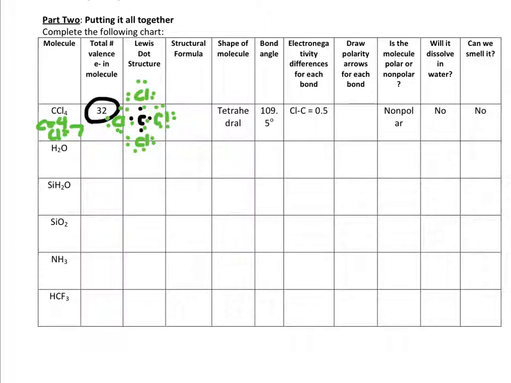Now the structural formula, remember, is the same as the dots. You're just exchanging 2 dots for a line. So the structural formula for CCl4 would look like carbon in the middle with a line to each chlorine on all 4 sides. Now looking at our Lewis dot structure, we can see that the carbon is the center atom.